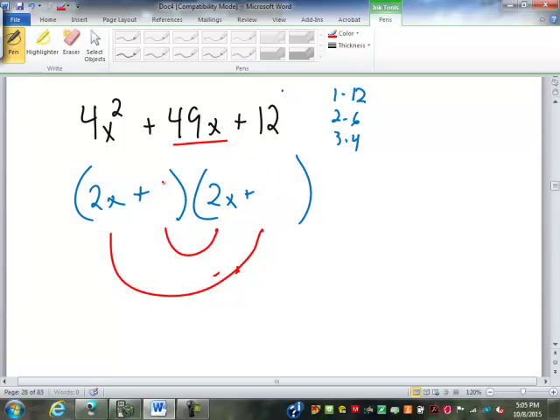Let's try 1 and 12. On the outside, 2 times 12 is 24x. 1 times 2x is 2x. That's 26x. That's closer, but still not 49. Well, we could try all these possibilities with the 2 and 6 and whatever, and none of them are going to work because it's not 2x and 2x that we want. We want 4x and x.